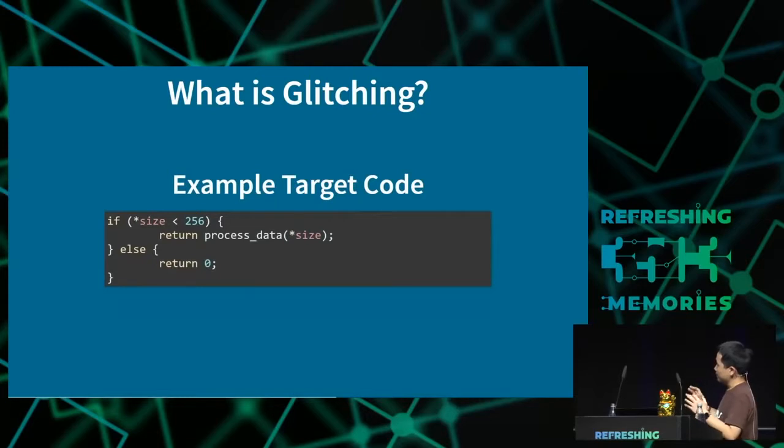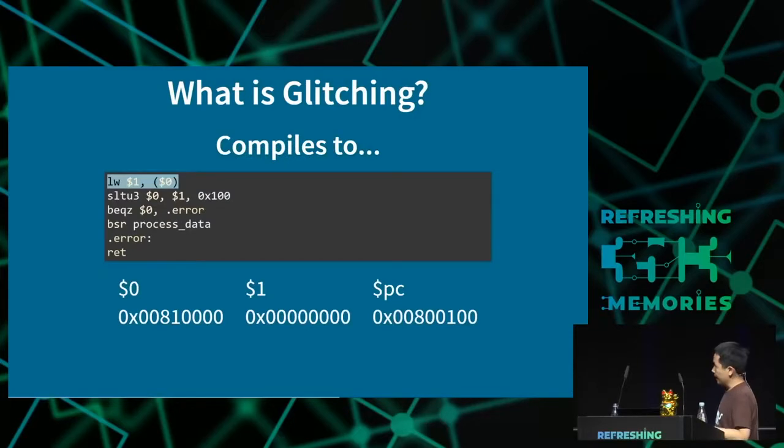So to show a concrete example, I have a bit of C code. This code just does a size check and then processes data if the check passes. And I went ahead and compiled it into MIPS assembly. So if you haven't seen MIPS assembly before, and why would you, this is what it looks like. And then I will just execute it for you as the computer.